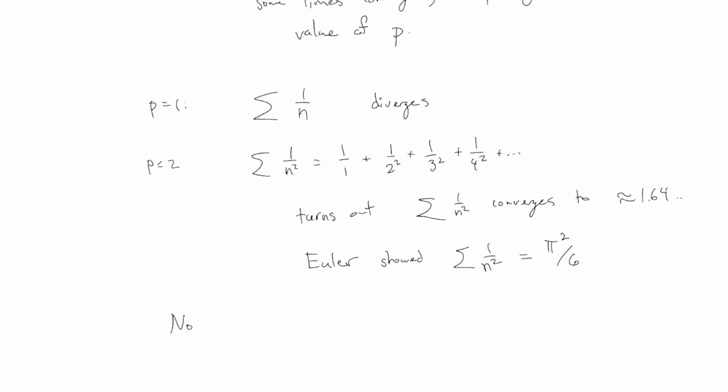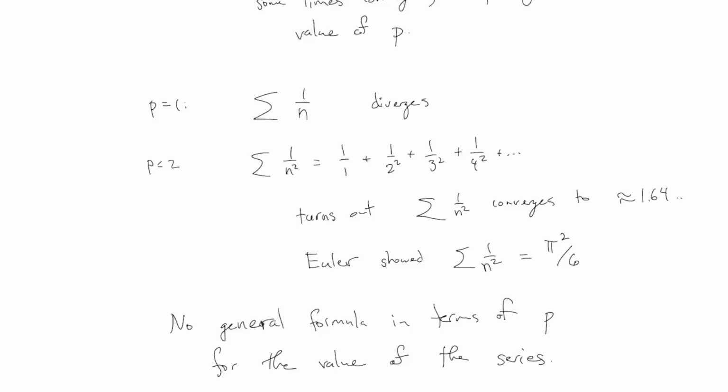Let me just say, no general formula, in terms of p, for the value of this series. But we are going to talk about for which p it converges. That is something that we can talk about, and there's a simple answer to that question. But what it actually adds up to is very complicated, and there basically is not a simple answer to that question that we know of even today.